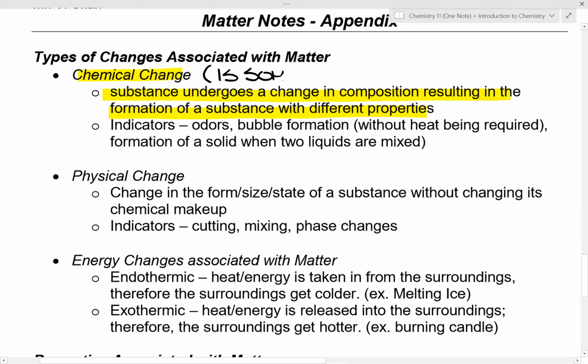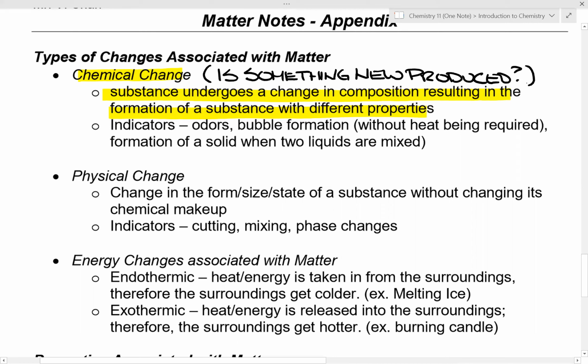something new produced. That's an easy way to sort of think about it. Is something new produced? Okay.